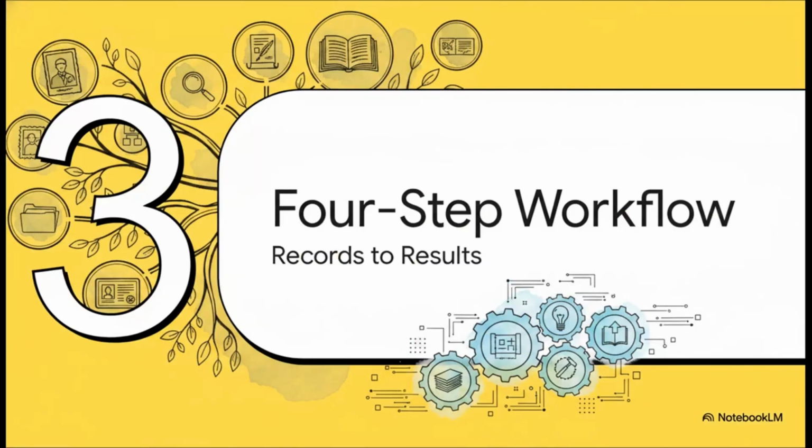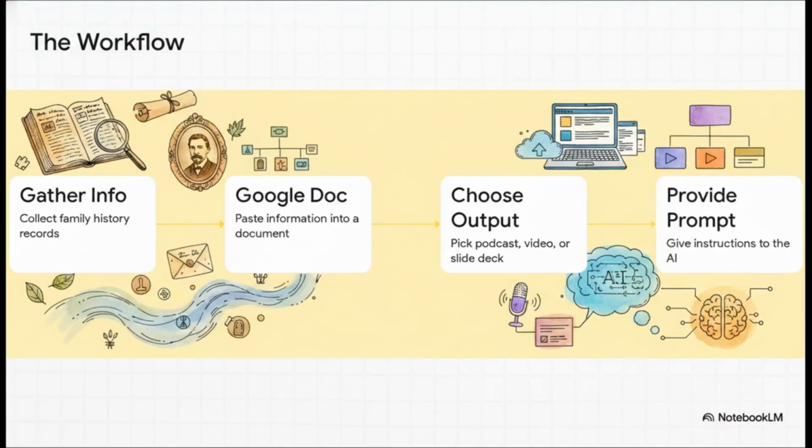All right, Section 3, the 4-step workflow, from records to results. This 4-step workflow right here is your golden roadmap. It takes you all the way from gathering messy, raw data to generating a totally polished presentation. Step 1 is gathering your family information, finding those obituaries or old letters. Step 2 is putting all of that into a Google Doc. Step 3 is choosing exactly what kind of output you want. And finally, Step 4 is giving the AI a prompt to bring the whole shebang together.